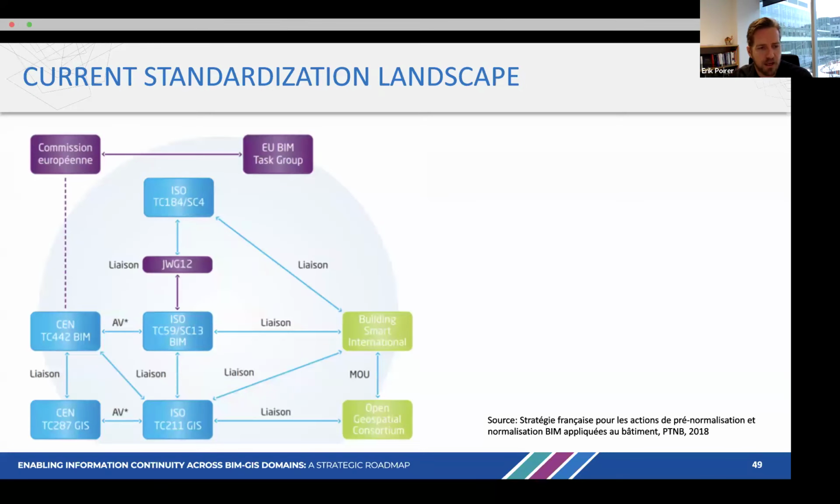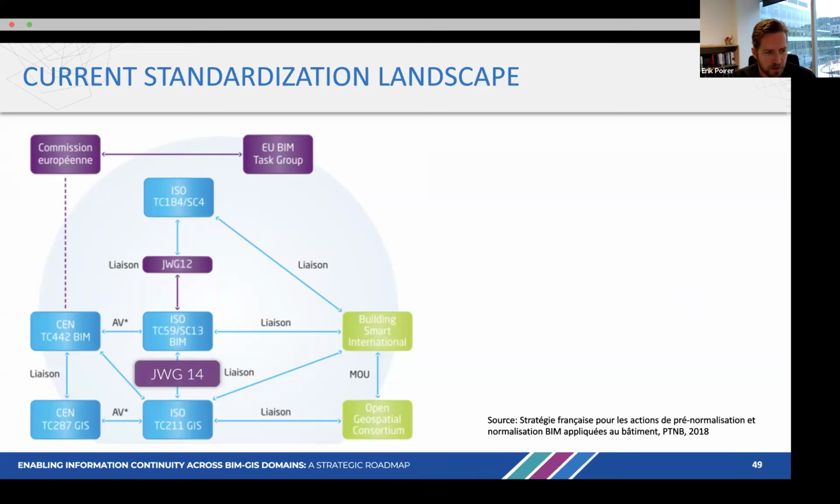So just a little context around standardization work. We have buildingSMART International and the Open Geospatial Consortium, who are working together and leading this effort. There are a couple of groups working on standardization of the built environment and the natural environment, but specifically around organization and management of information. So ISO TC59 SC13, which is around BIM, and ISO TC211, which is around GIS. And of course, you see liaisons and tight couplings between all these organizations.